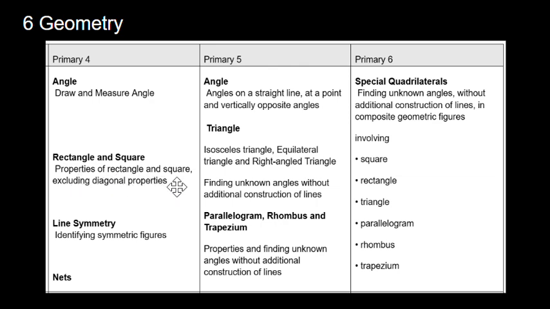Excluding the diagonal property. If you have a line that draws across diagonally, they don't teach you this, because that will end up as a triangle. So they only teach you the properties of rectangle and square, which means that the internal angle of a square is 90 degrees, for example, and the sum of the internal angles is actually 360 degrees. For a square, the four sides will be the same. For a rectangle, the two lengths are the same, the two breadths are the same.